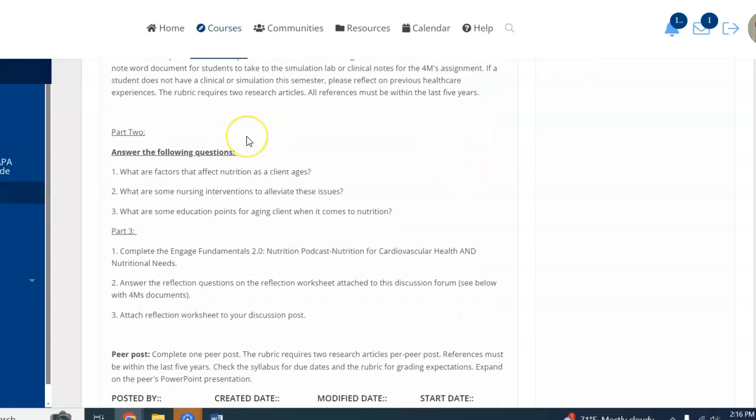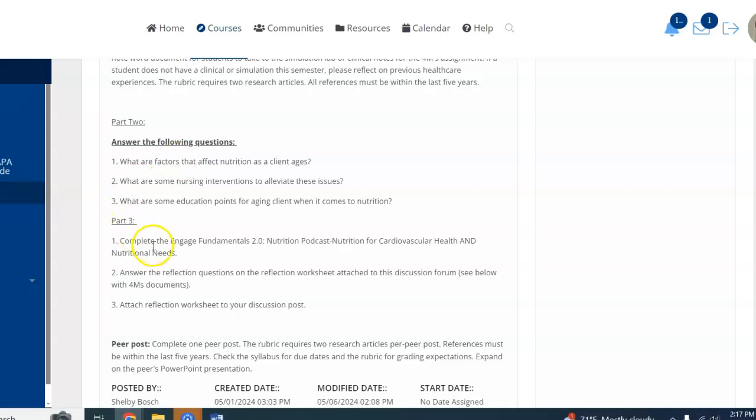Moving on to parts 2 and 3, they're going to talk about nutrition. So part 2 is answering these 3 questions. What are factors that affect nutrition as a client ages? What are some nursing interventions to alleviate any issues or factors that develop with our nutrition as our clients are aging? And then what are some education points when it comes to nutrition?